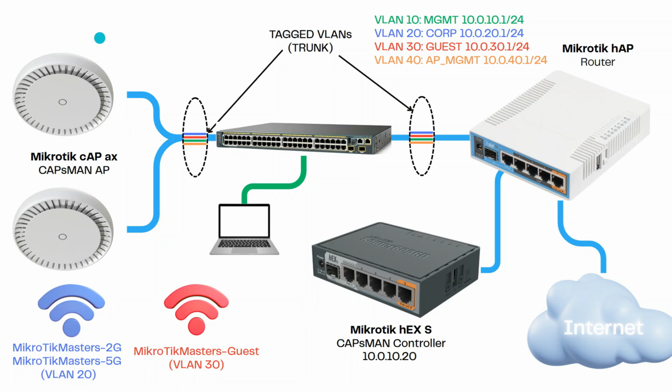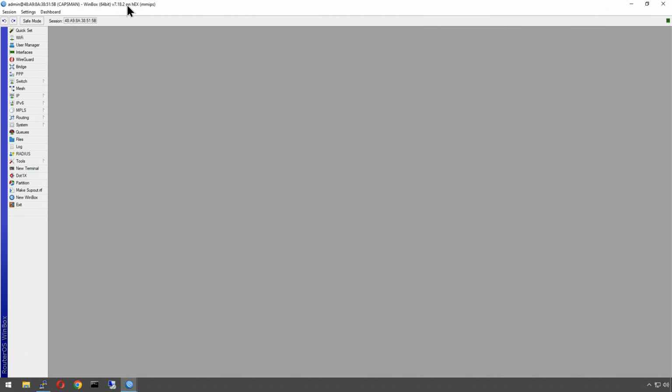But I'll go through configuring an access point from scratch, and then what I did in the other ones where I download that config and install it under here. Okay, so let's take a look now. So here's my hex. This is my CAPsMAN. As you can see, I've named it CAPsMAN, my controller.